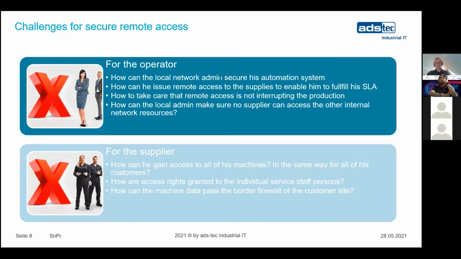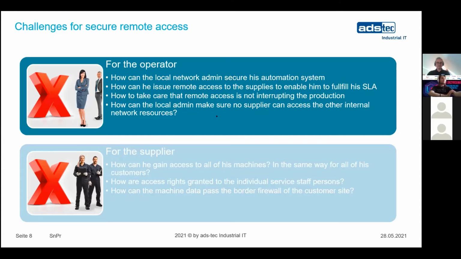Then how can he issue remote access? The suppliers normally will want remote access to their machines, and the operator, or maybe the administrator of the operator, does not like to give them remote access because it is a security issue for him. On the other hand, the supplier has its service level agreements, and maybe in the contract there is a small printed clause where it is needed. So what to do?